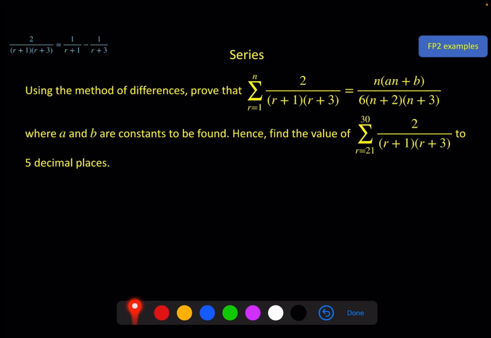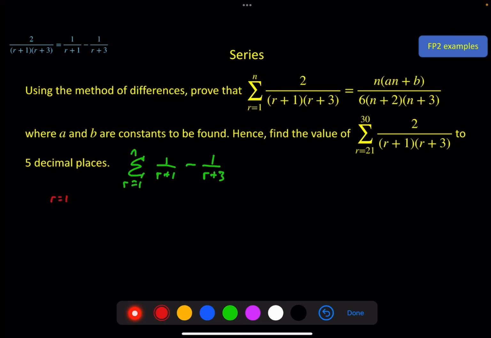So I've got that on the next screen up here. This is what we're going to use. The next part is prove that this thing, which we can change to this, gives us this. We need to find the values of a and b. So this is our method of differences. We've got the sum, r is equal to 1 to n, no longer of this thing, but of these two things here. So we've got 1 over r plus 1 minus 1 over r plus 3. Then we go ahead and write out our list.